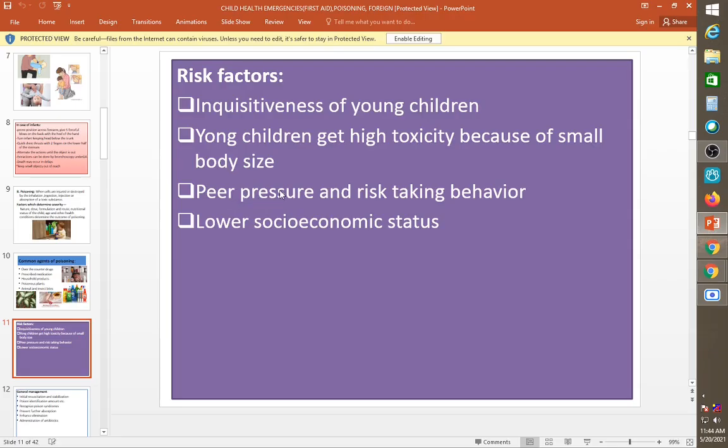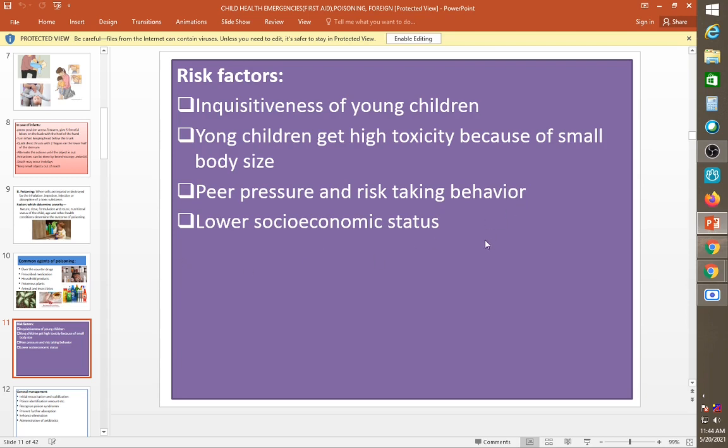Okay. This peer pressure and risk-taking behavior, in which age group do you find this? Ma'am, adolescents. Very good. Adolescent. You must already have gone through that age, no? It's okay, take a little bit, nothing will happen. And you don't want to lose friendship. That's why you take ulta pulta things. So it becomes a poison.